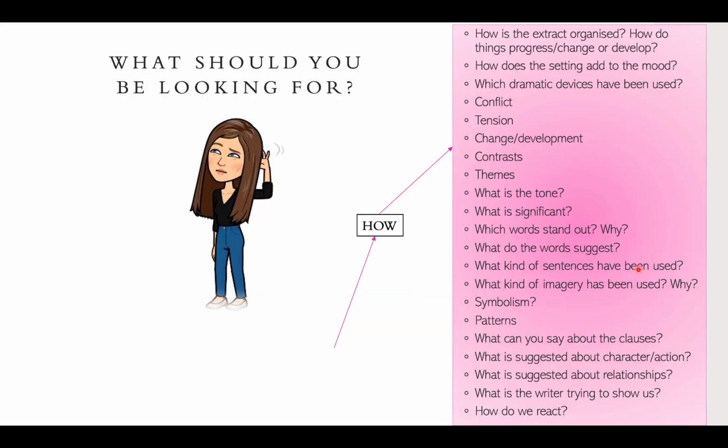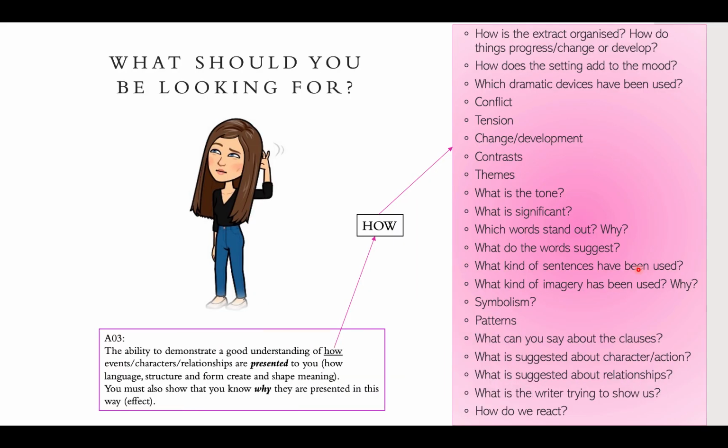So what should you be looking for? As you go back and start to highlight, you should be looking for your how. So like I said, this now is your AO3. These are your methods. So how is their relationship presented? And these are just some ideas that I've put together as I've been teaching the different play units. So how is the extract organised? How do things progress, change or develop? How does the setting add to the mood, if that's relevant? Which dramatic devices have been used?